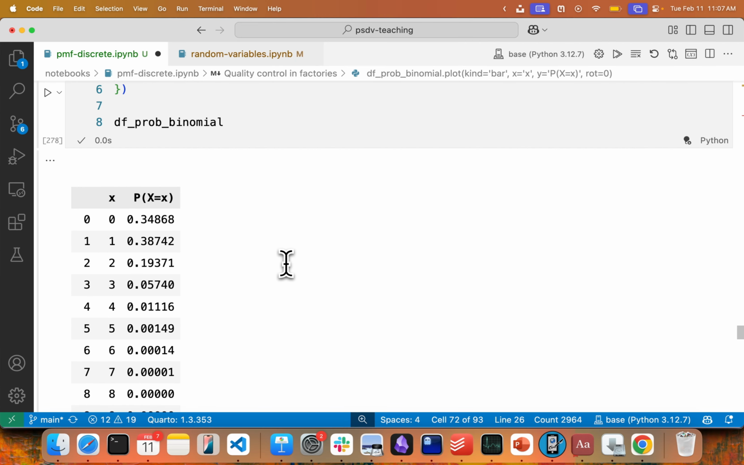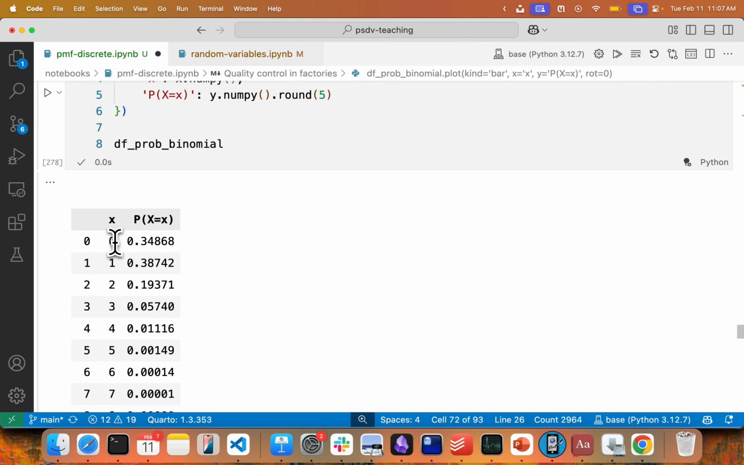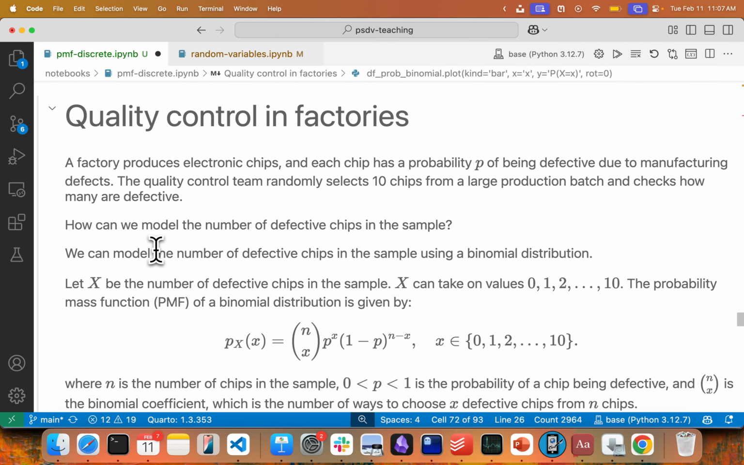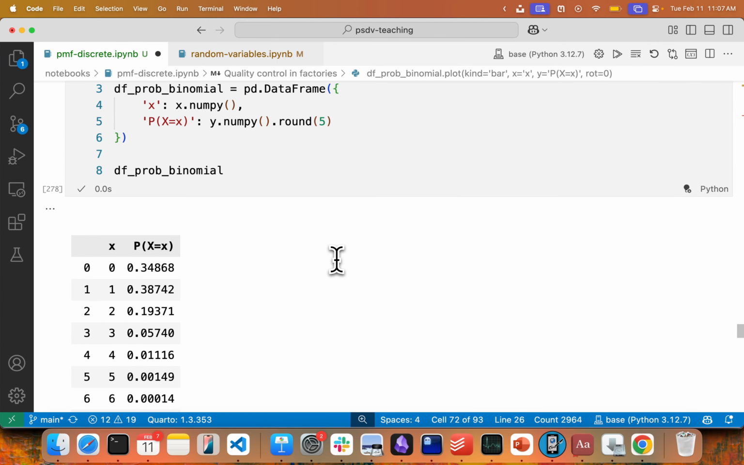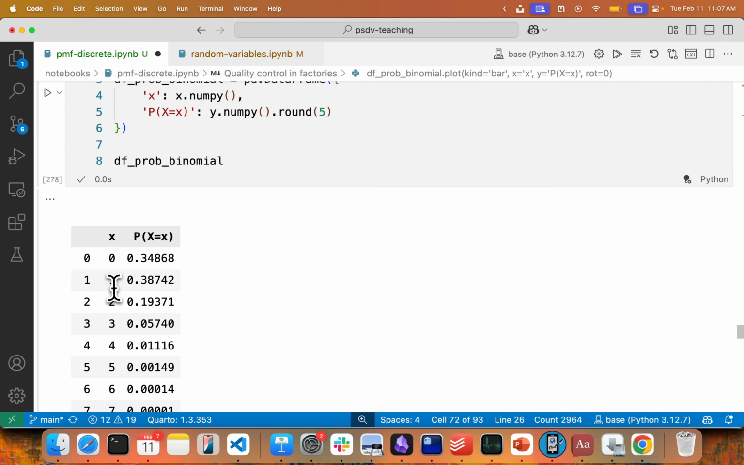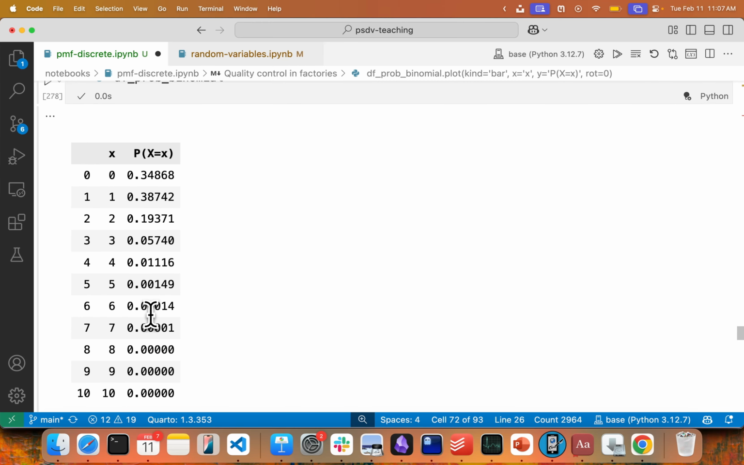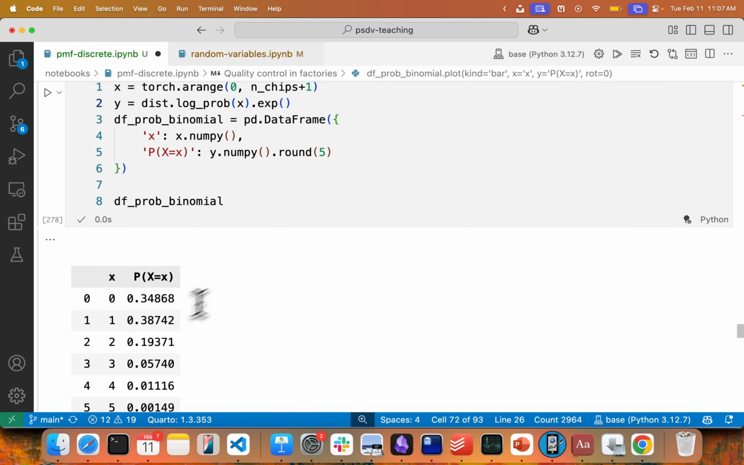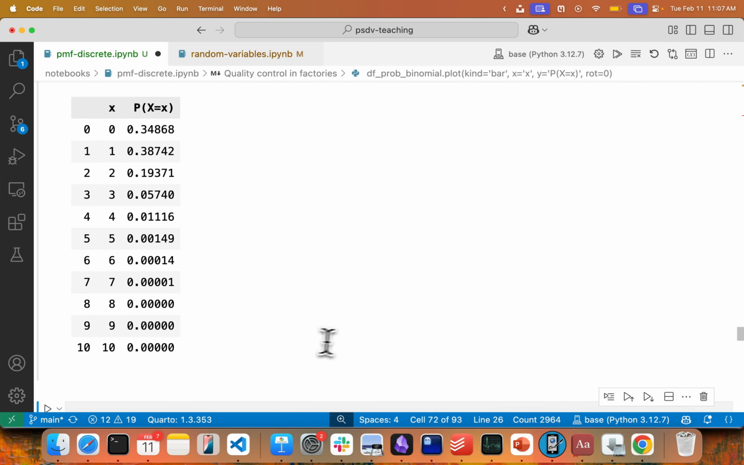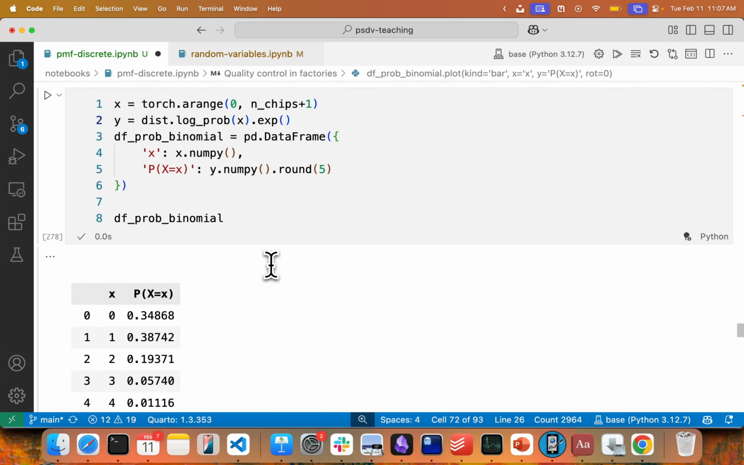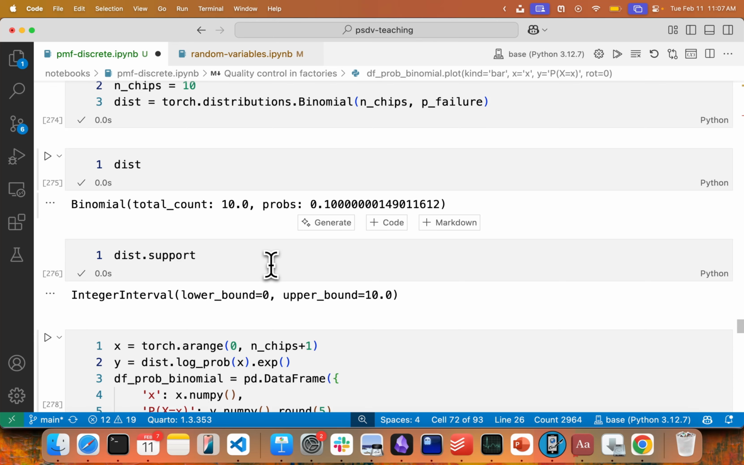Okay. So one failure probability is 0.3. Let's see the number of defective chips. 0 defective chips, the probability is 0.34. 1 defective chip, the probability is 0.38. 2 defective chips, the probability is 0.19. 6 defective chips, the probability is 0.00014, so on and so forth. So if I increase the precision, you will see that I get some numbers. Even there is some almost close to 0 probability of getting 10 failures, even though the probability of a single failure is only 0.1. Right?